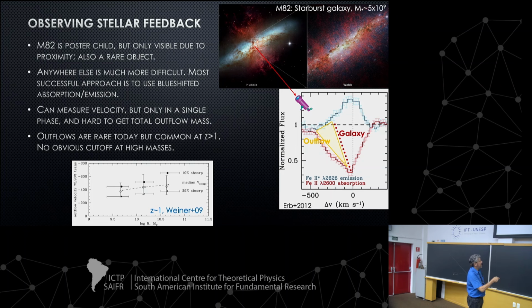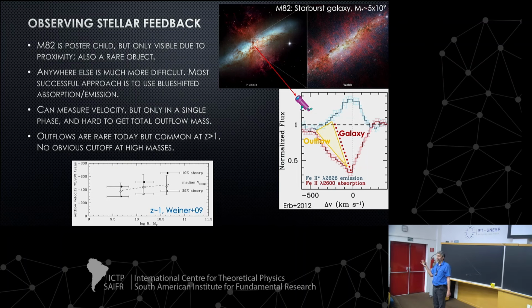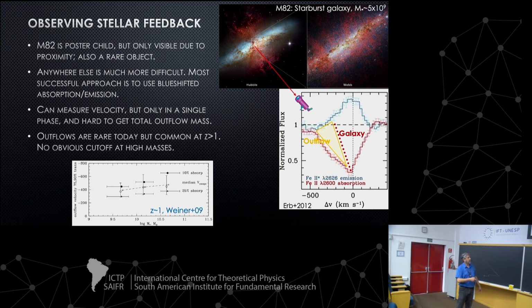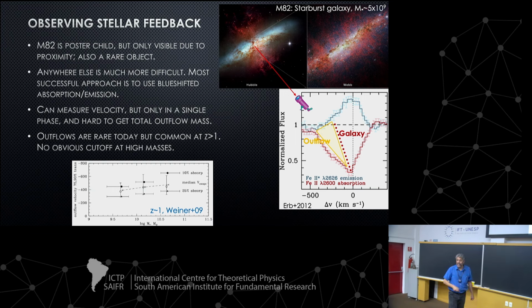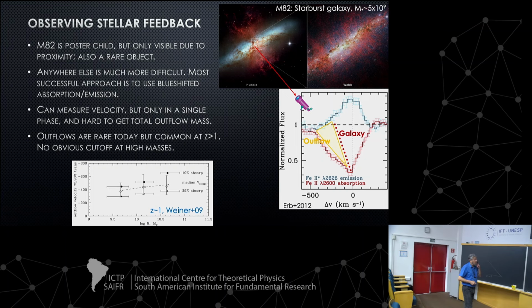Effectively what he's showing is the outflow velocity, sorry, I got cut off there, versus stellar mass. You can see that the outflow velocity increases slightly with stellar mass and is on the order of 400 or 500 kilometers per second, which is of order the escape velocity of something like the Milky Way. The rotation velocity is 200 kilometers per second, escape velocity is about double that, so 400 or 500 kilometers per second. So this is telling you that at redshift 1, we see these outflows happening. So that's very good.